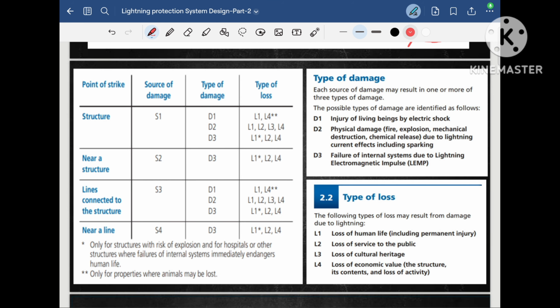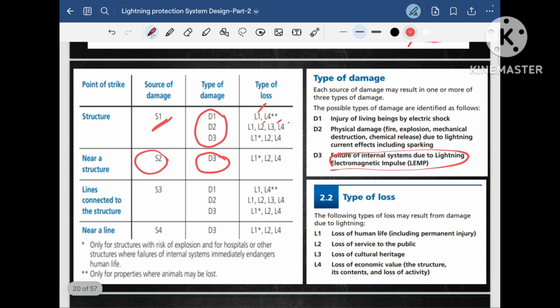What I explained is tabulated here. Due to the S1 type of strike, there could be D1, D2, D3 types of damage, which can lead to L1, L2, L3 and L4 types of losses. For S2 type, there could be damage of D3 type, that is the failure of internal systems.